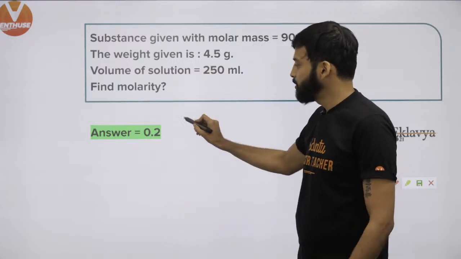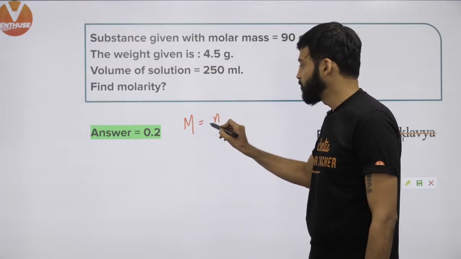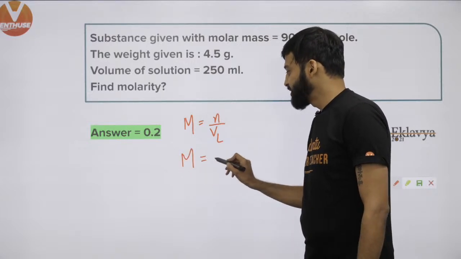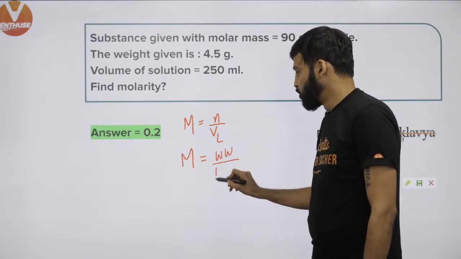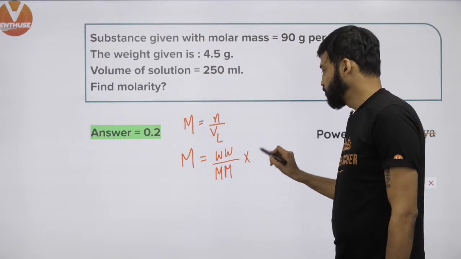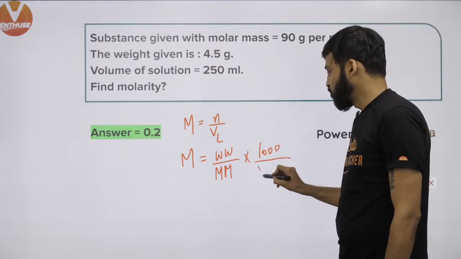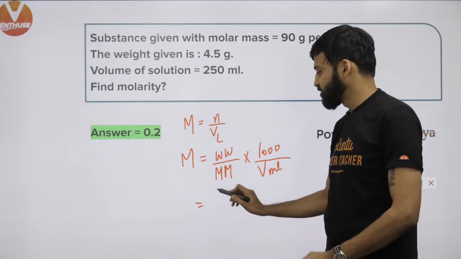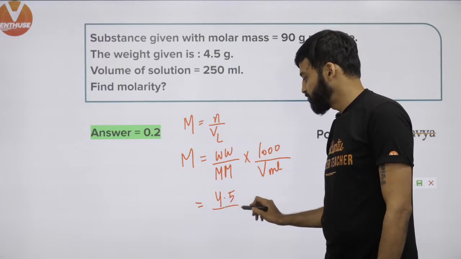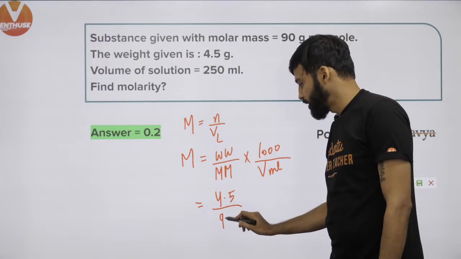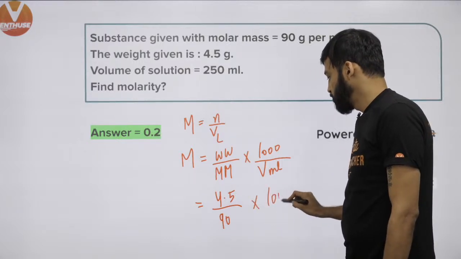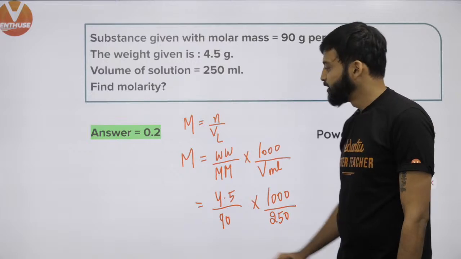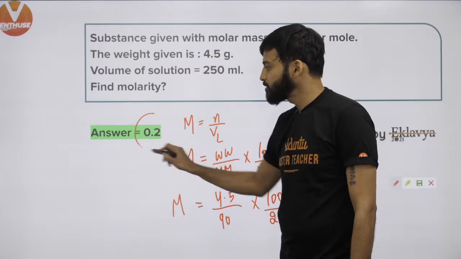Let's solve this with the simple molarity formula. Molarity is equal to number of moles by volume in liter. Right? So then you can write given mass by molar mass into 1000 divided by volume in milliliter. Just put the values properly, you will get the answer. So given mass is 4.5 and your molar mass is 90 into 1000 by 250. Correct? So you will end up with the result as 0.2.